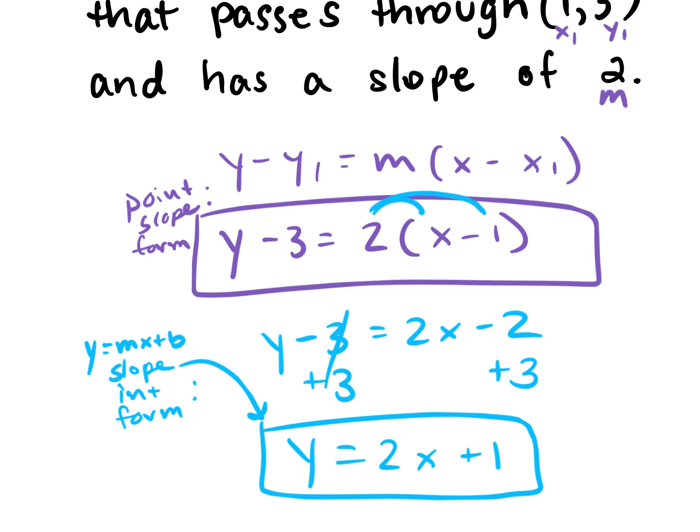So to take it from point-slope form, all we have to do is rearrange our equation. We don't have to plug anything else in. We just rearrange to make it y equals mx plus b form.